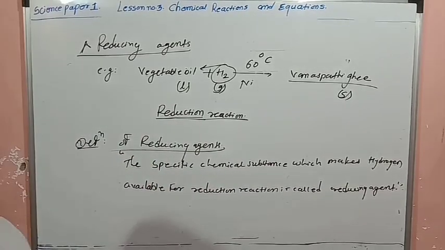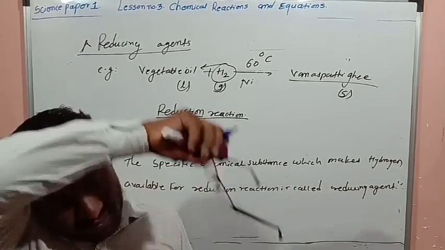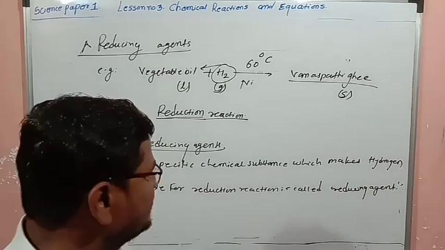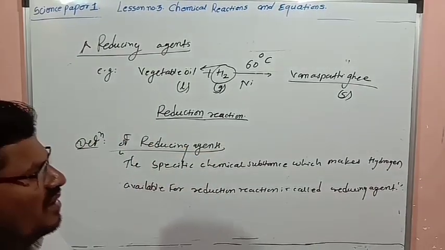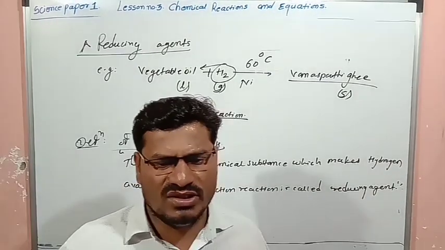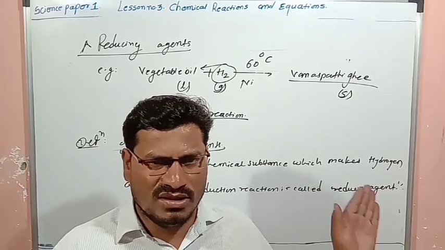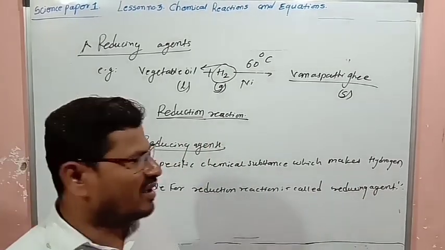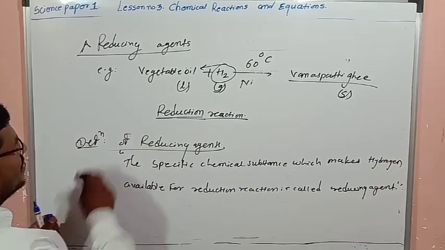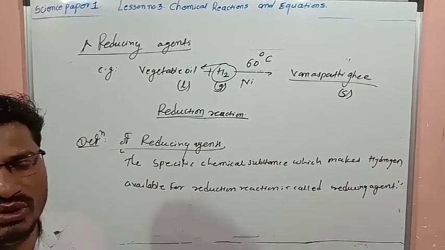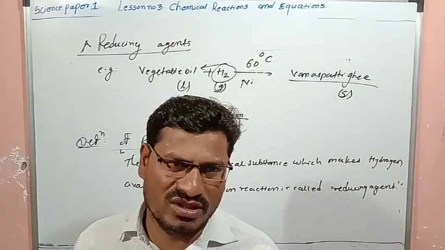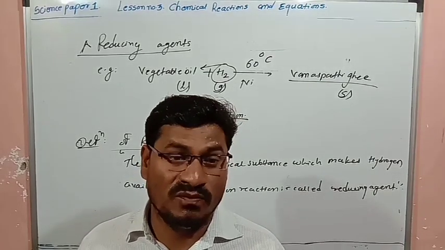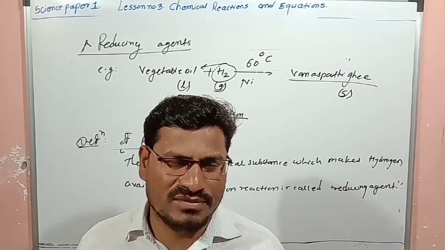So this is the definition of reducing agent. Now after this example, we have studied reducing agent and reduction reaction. Now a new concept we are going to learn. So which things have we studied till now? Oxidation reaction, reduction reaction, oxidizing agents.